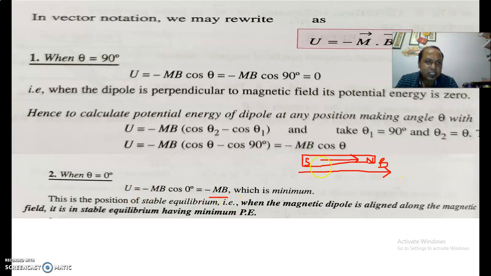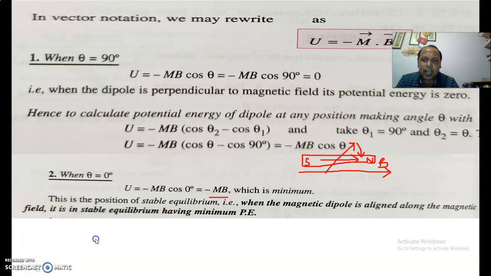And in this condition, when the potential energy is minimum, the dipole is considered to be in its stable equilibrium position, where the potential energy is minimum. If you rotate the dipole in any possible direction, suppose you rotated it in this direction and you leave it, it will again come back to its stable equilibrium position. Okay, so I hope this is very clear to you.